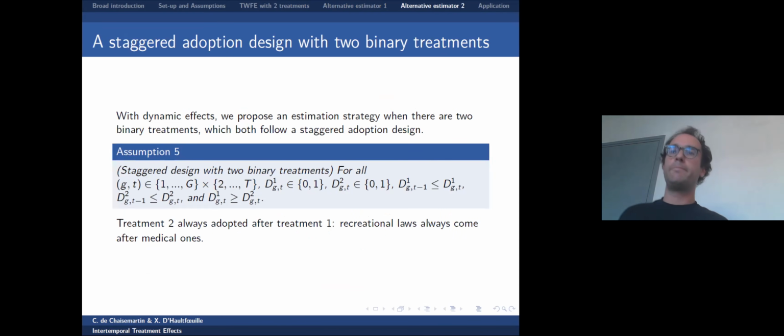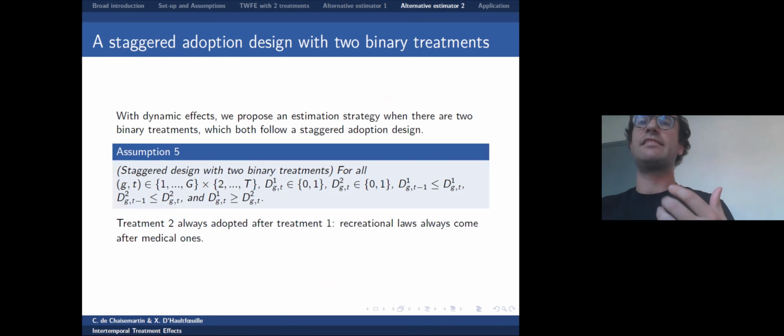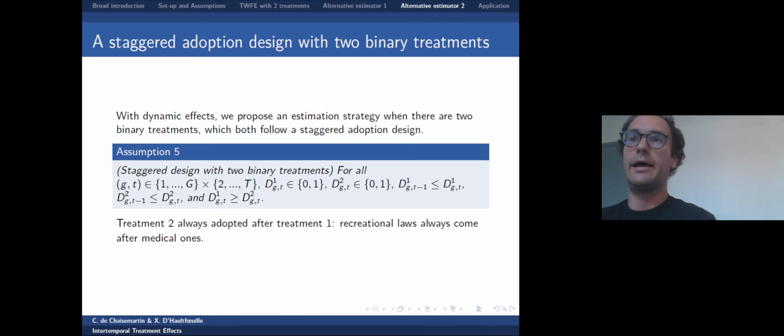Okay, so what about instances where you think it's plausible that the treatment has dynamic effects? Your outcome may not only be affected by your current treatment, but also by your past treatments. In that case, we propose an estimation strategy. In the paper we discuss how we could extend it to more general situations. But in this talk, I'm going to make a strong assumption. I'm going to assume that the two treatments are binary and they both follow a staggered adoption design.